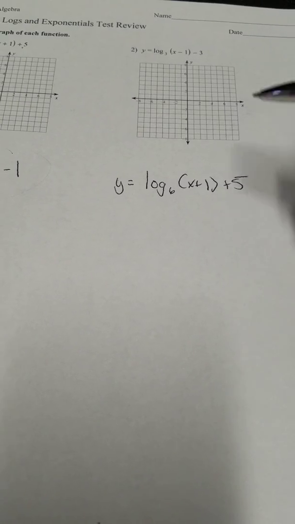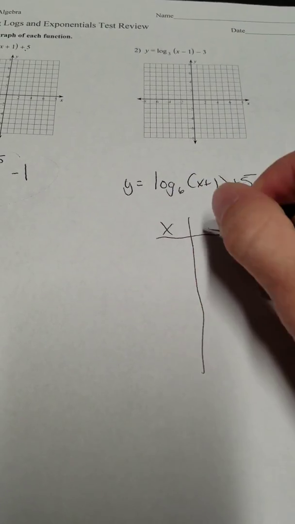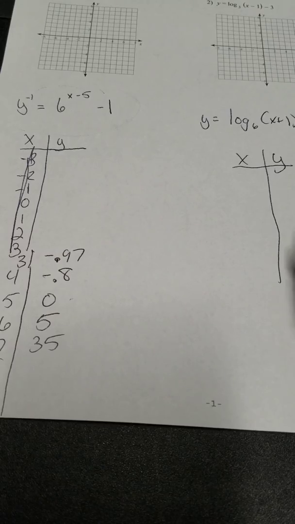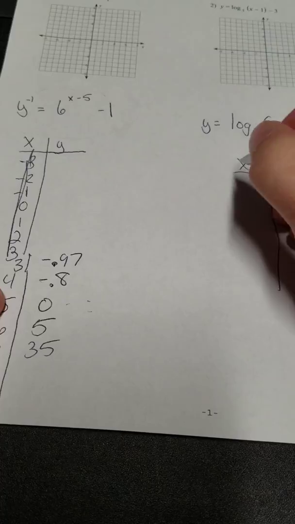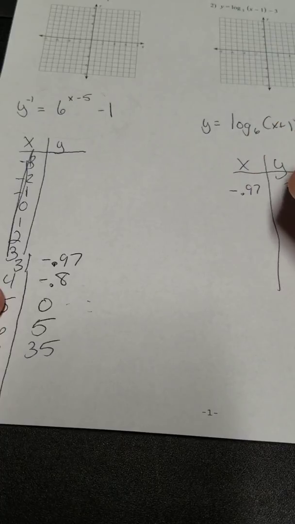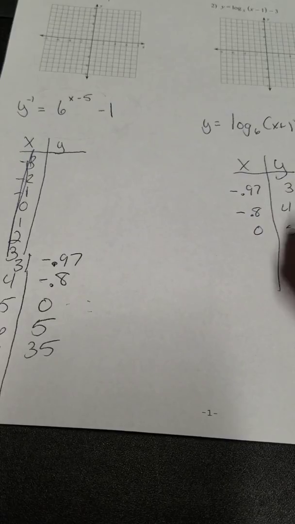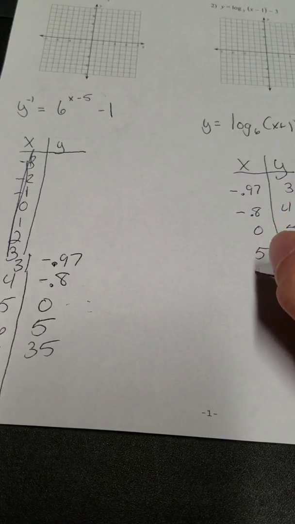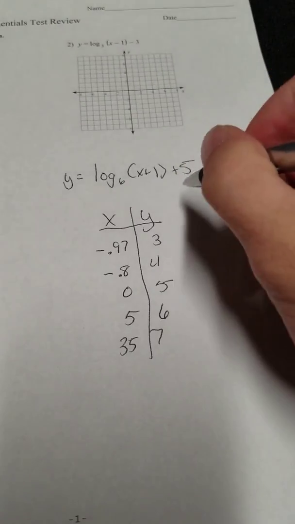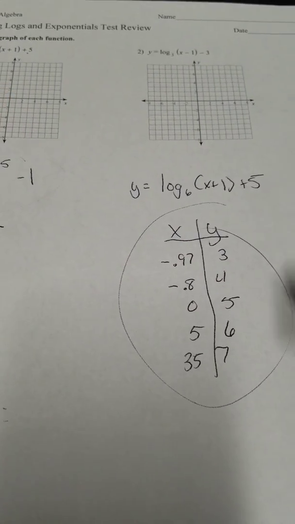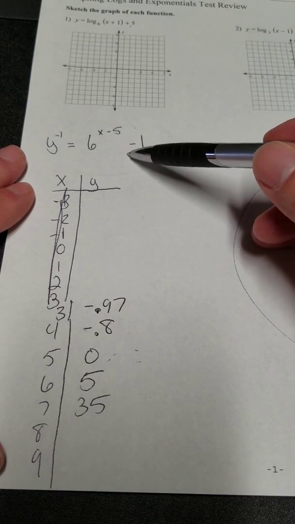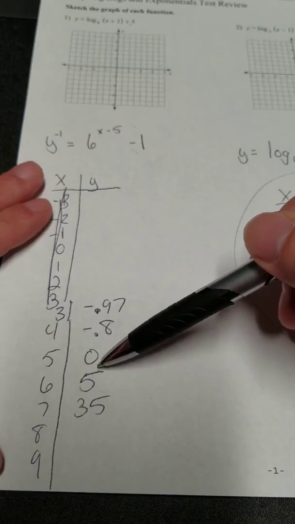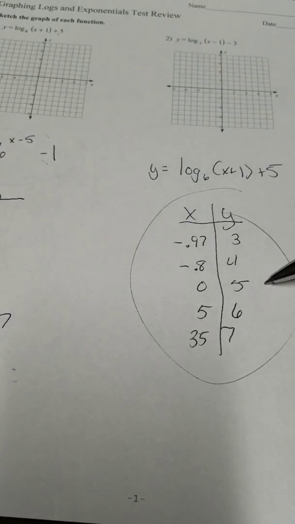Now remember what I said about inverses. Inverses simply means flip your x's and y's. So I'm going to go to this table and flip my x's and y's. So -0.97, 3; -0.8, 4; 0, 5; 5, 6; 35, 7. This is the table you graph. That is the table that goes with the logarithm. This is the table that goes with the exponential. So once I find the table for my exponential, I flip it, and that's going to be the table for the log.